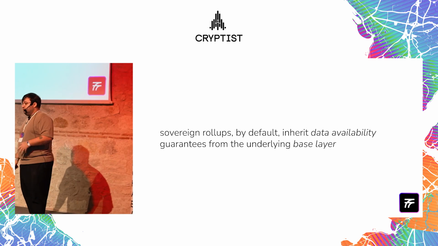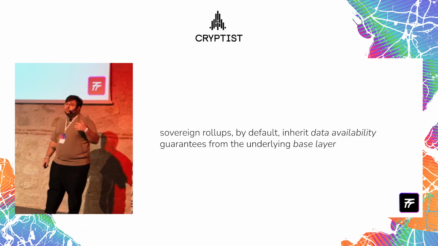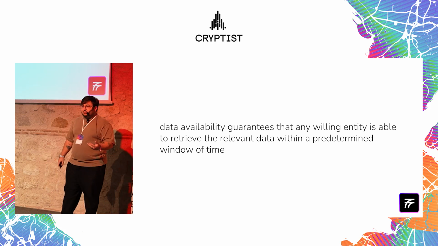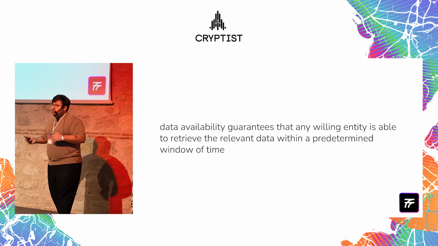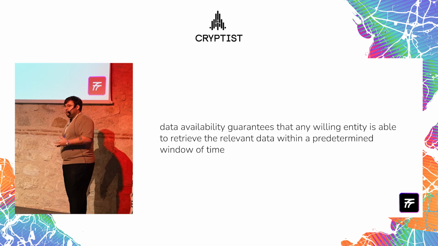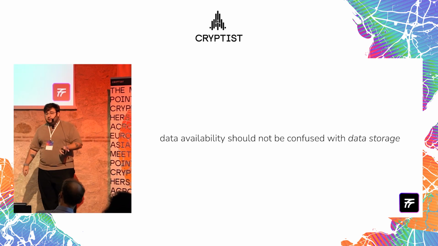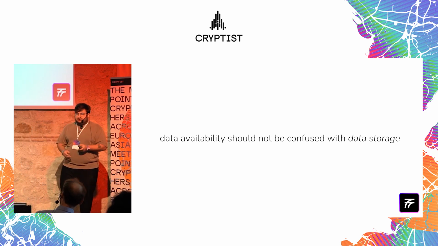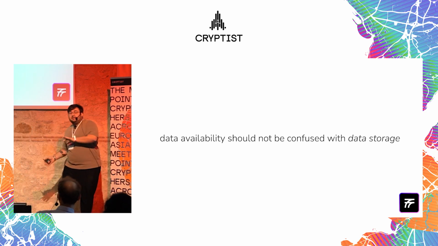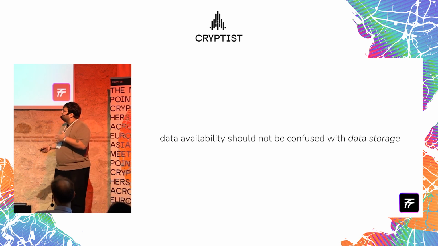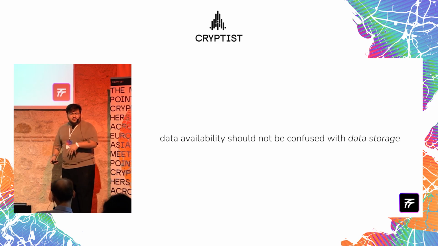Sovereign rollups by default inherit data availability guarantees from the underlying base layer. So what I mean by data availability is basically it's a guarantee that within a certain period of time, say 2 weeks to 1 month, any willing party that wants to retrieve the data to reconstruct the state can do it within that month. And after that, it's a different problem. So people shouldn't be confusing data availability with data storage, because data storage is a problem of basically retrieving data and storing the data indefinitely. And that's a more complex problem that is harder to solve, etc. But it's irrelevant for this, so let's skip it.